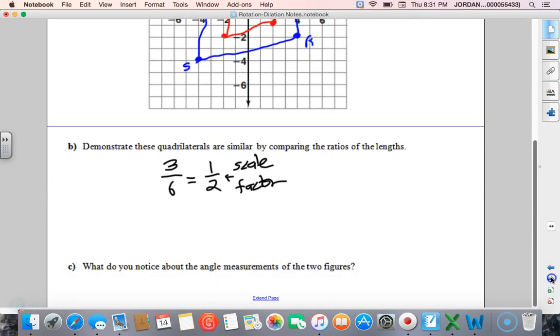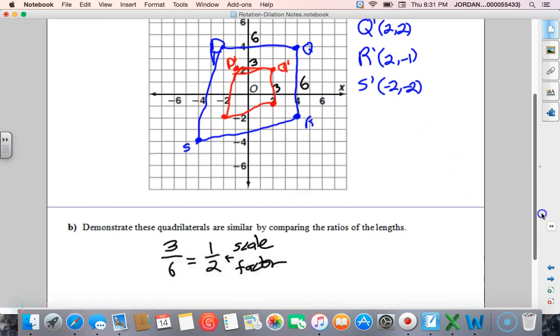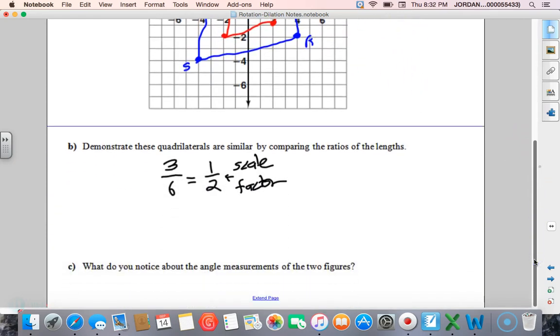So let's look at part C. What do you notice about the angle measurements of the two figures? I kind of talked about that a minute ago. You can tell the angle measures are the same. So the thing to notice is whenever you do dilations and you get similar figures, the angle measures are the same measure. So we get the same angle measures. Does that make sense?